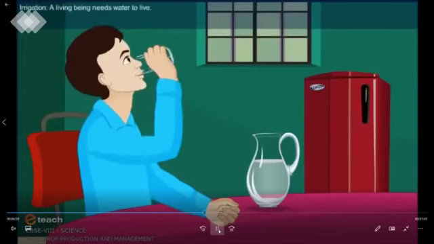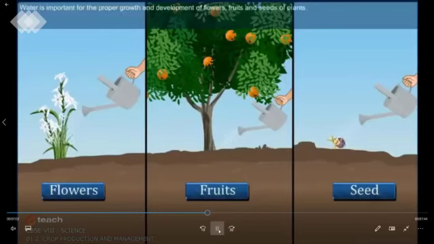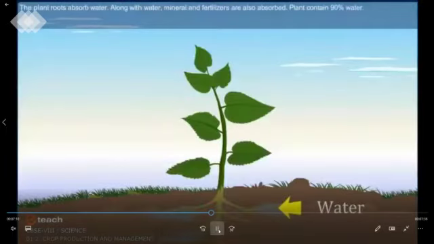And the next topic is irrigation. All living creatures require water for survival. In the same way, plants require water for their growth, development, and seeds for germination also. Here you can observe the plant absorbs water through its roots. Not only water, the minerals and fertilizers are dissolved in water and absorbed through the roots of the plant.